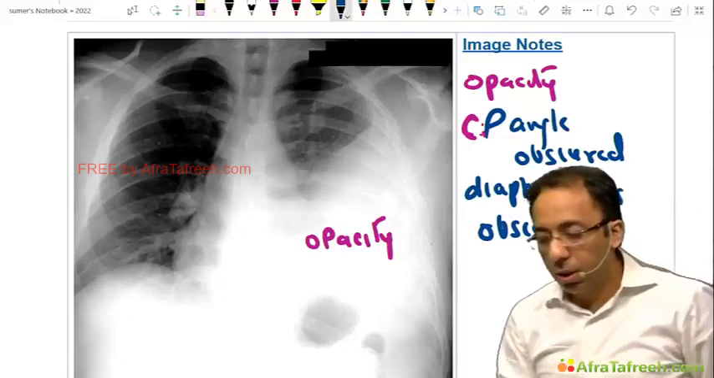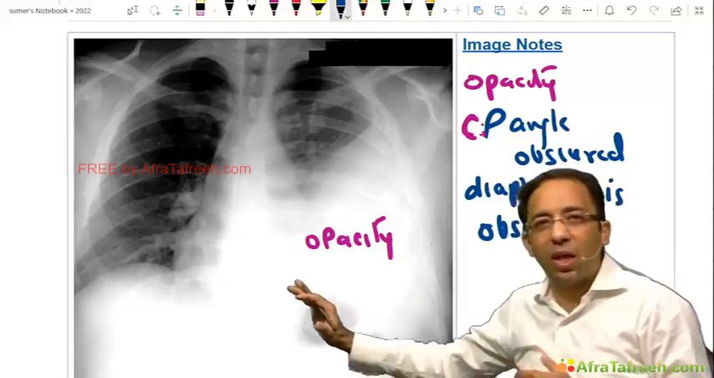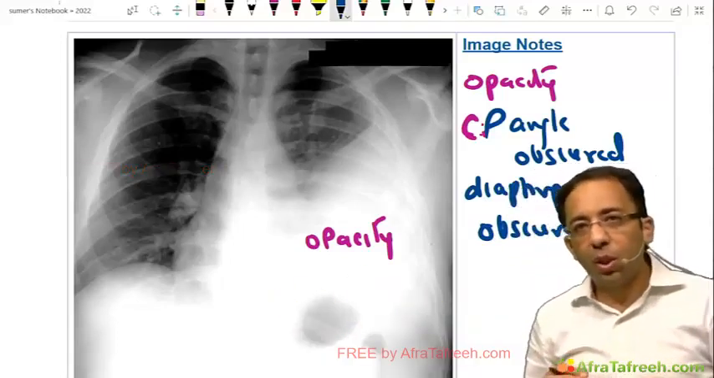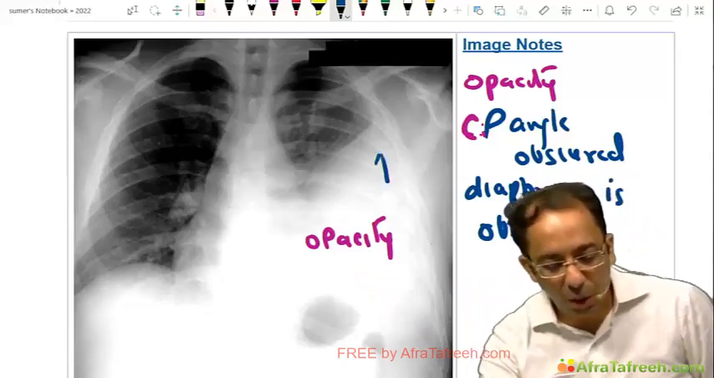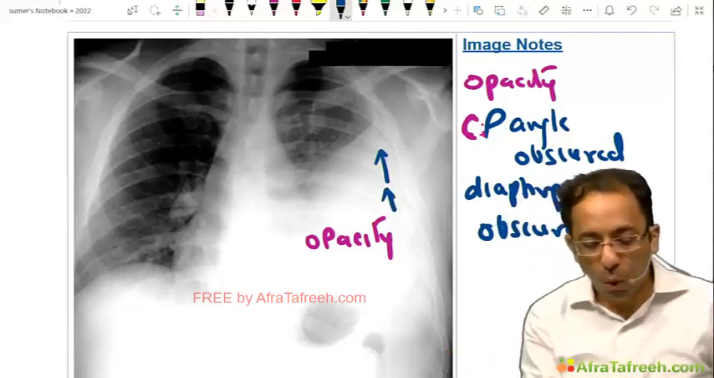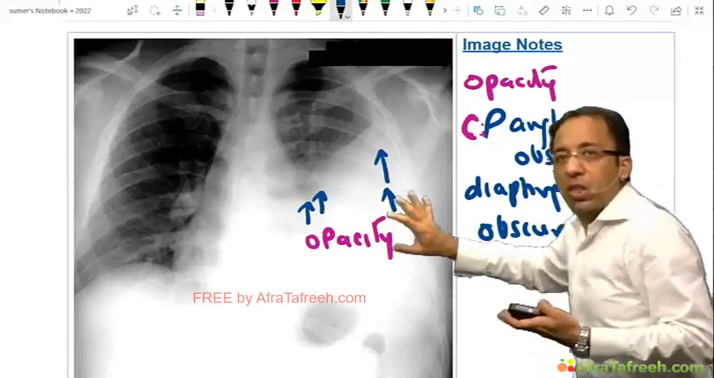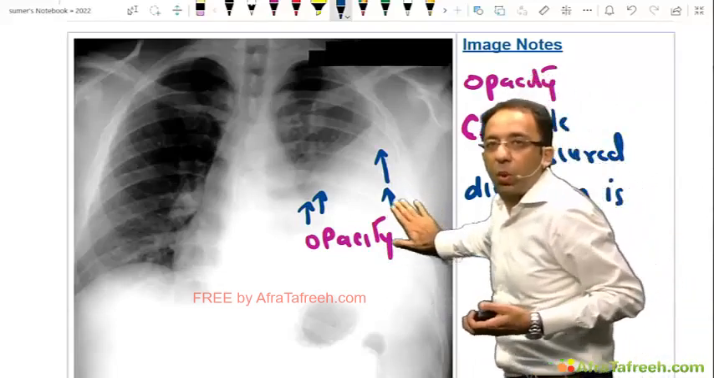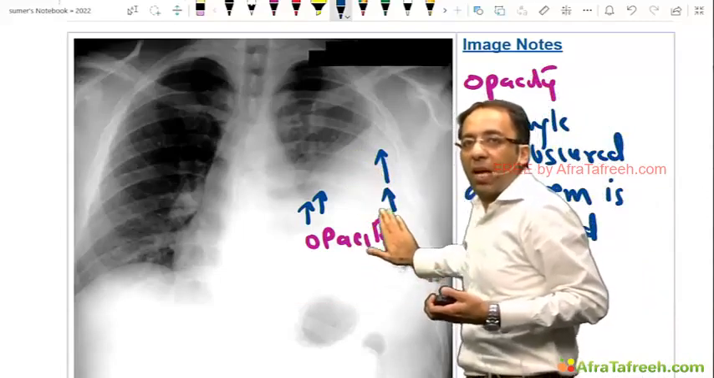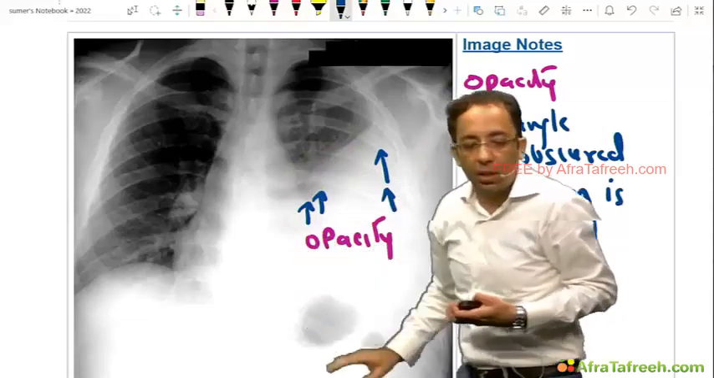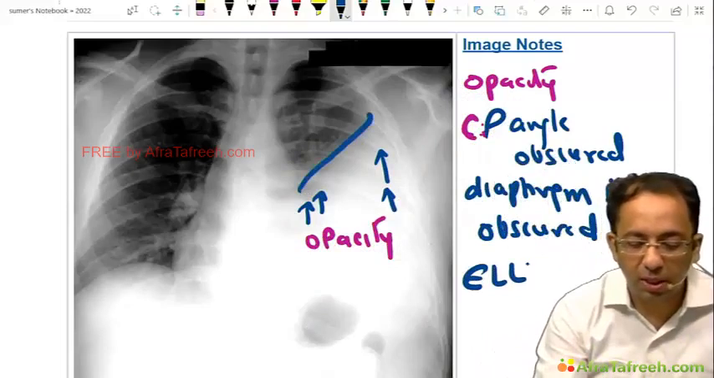Are you clear? There is obliteration of the CP angle. There is an opacity which is also obscuring the diaphragm. And also notice that this opacity or this fluid is climbing along the chest wall more than what it is doing medially. Please notice, along the chest wall, along the body wall, it seems to climb up more. Because of the capillary action, this fluid is climbing up more laterally than medially, giving rise to a curve here which is called the Ellis curve.